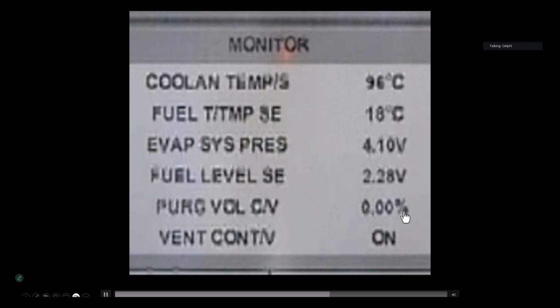Okay, now it wants to see if it can build pressure since the system's sealed. It's not building pressure, so in this case, it's saying, hey, we got a small leak. So think about what I just said.